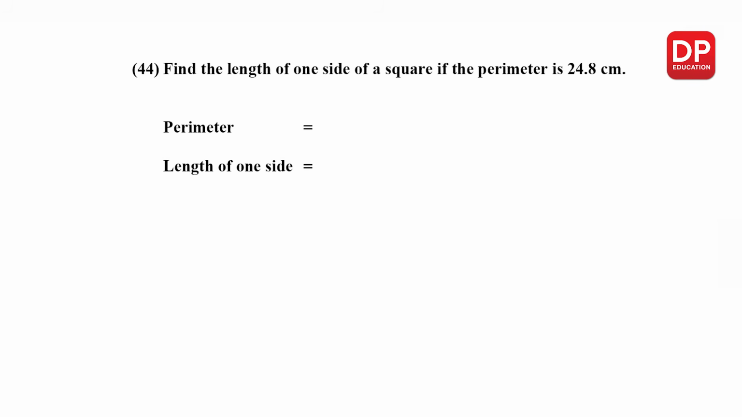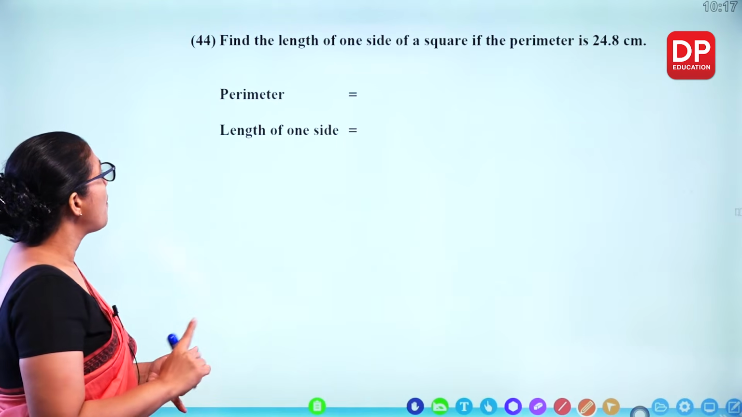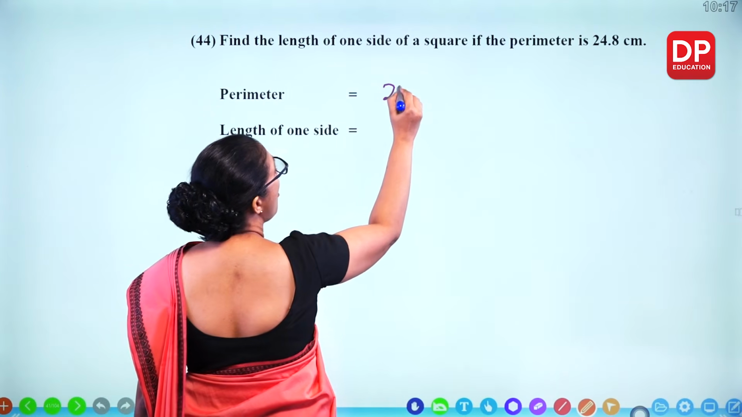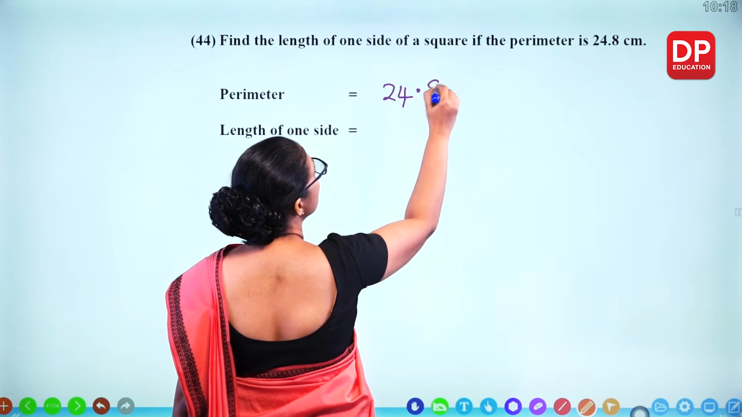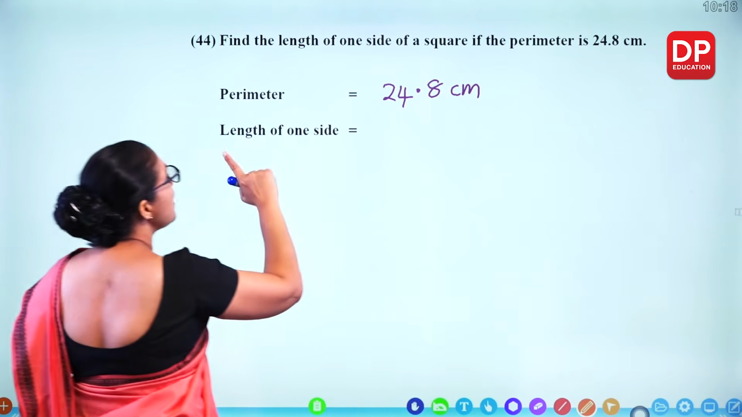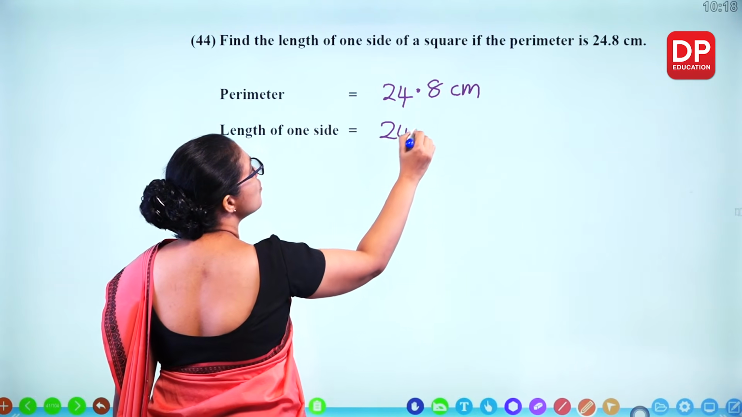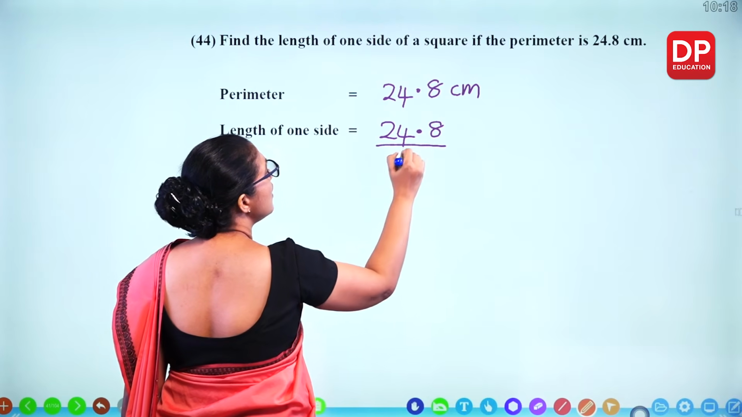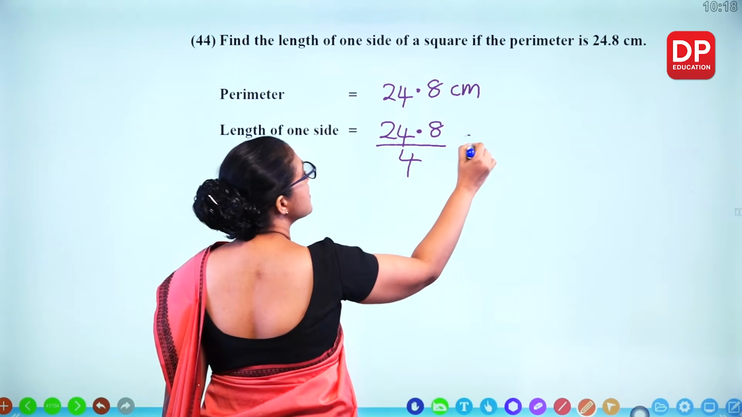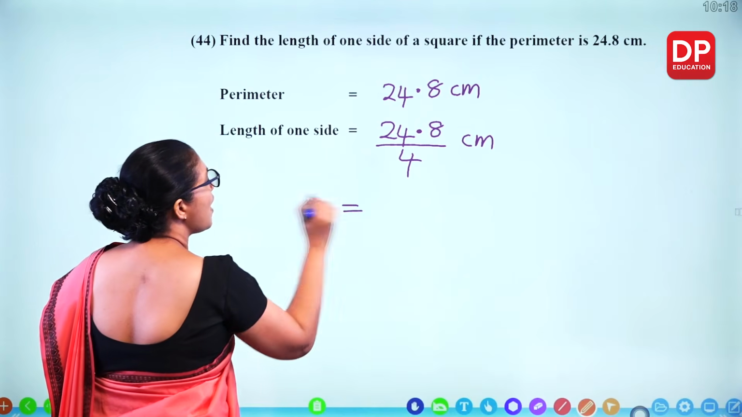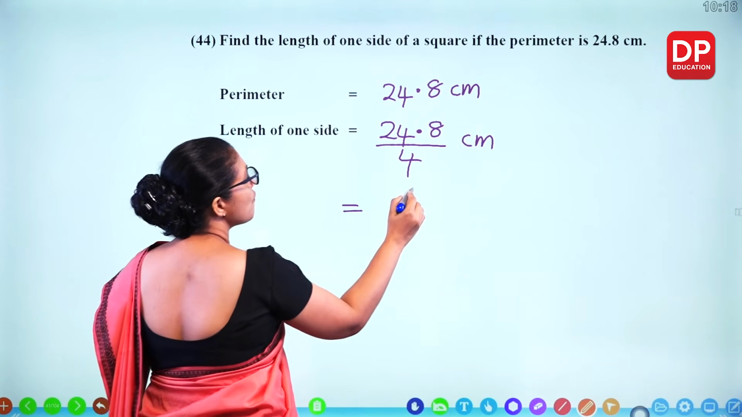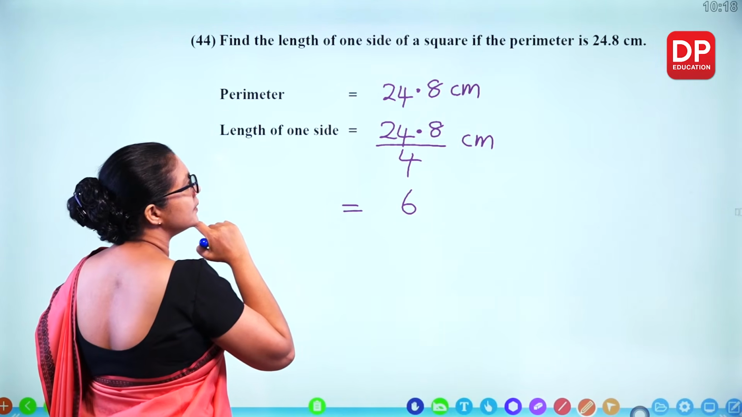Find the length of one side of a square if the perimeter is 24.8 centimeters. Other way around. So perimeter is given now. How do we find out one length? We divide by 4, because all sides are equal and there are 4 sides.